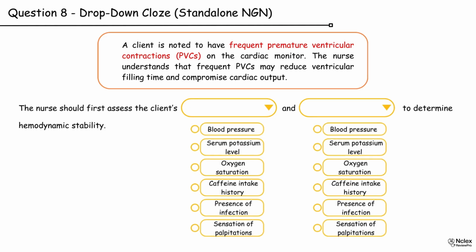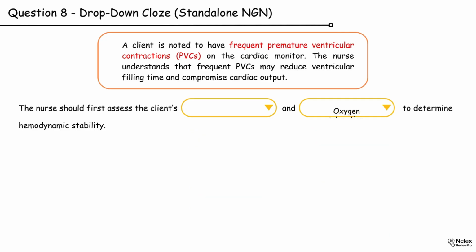Here are the answer options: blood pressure, serum potassium level, oxygen saturation, caffeine intake history, presence of infection, sensation of palpitations. Take a moment, think about priorities. When you see the word first, you should immediately think assessment for stability. Pause here if you need to.